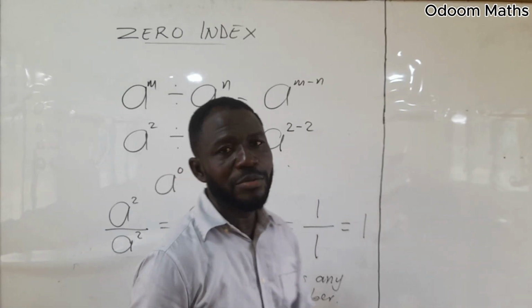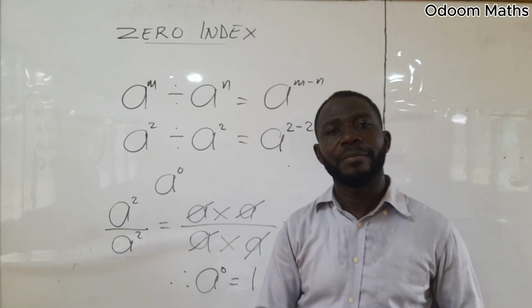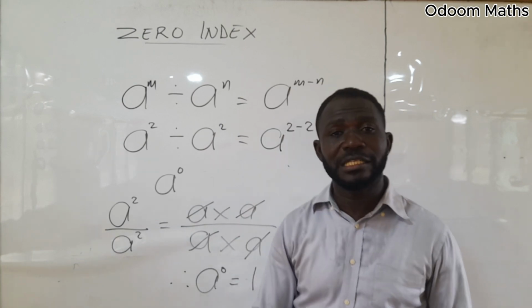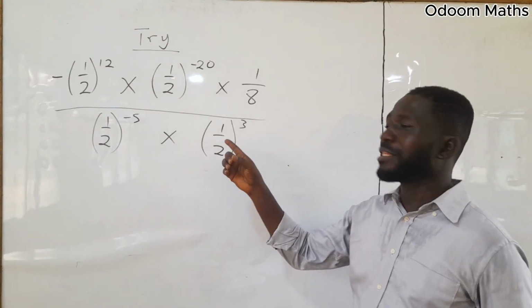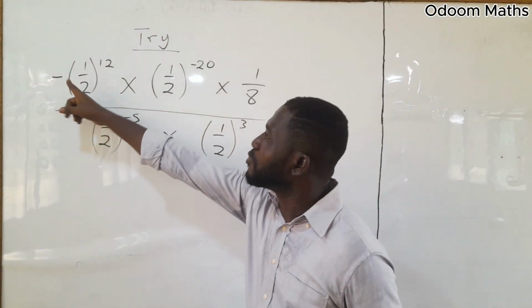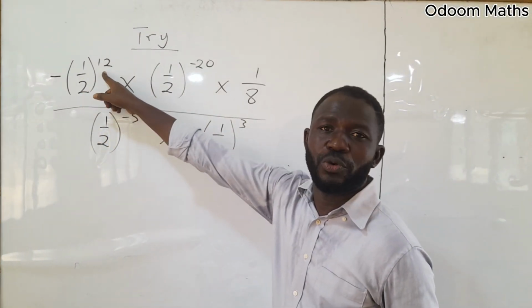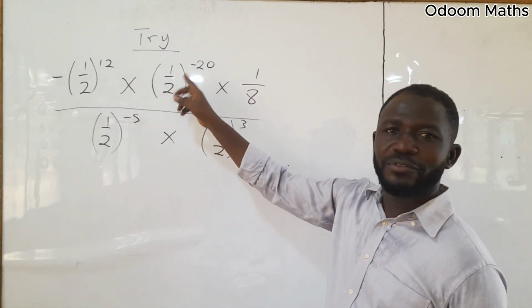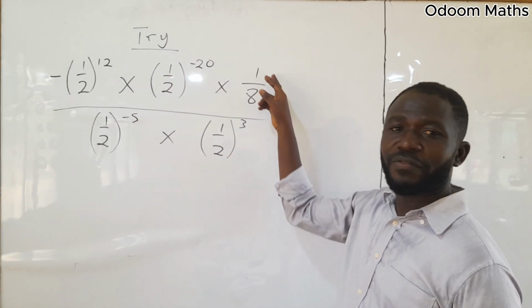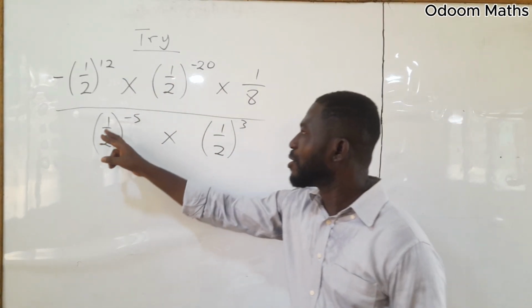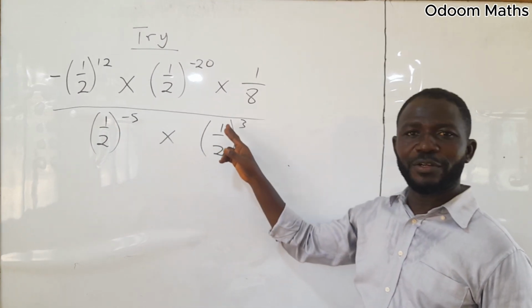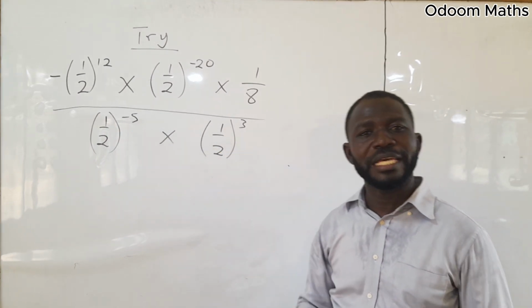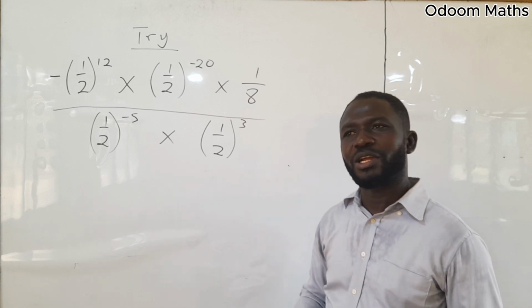Now let's proceed to look at our equations involving indices, or exponential equations. Once more, I want you to try this: negative into brackets half to the power 12 times half to the power negative 20 times 1 over 8, all over 1 over 2 to the power negative 5 times 1 over 2 to the power 3. Please try it and let me see your answer in the comment section.